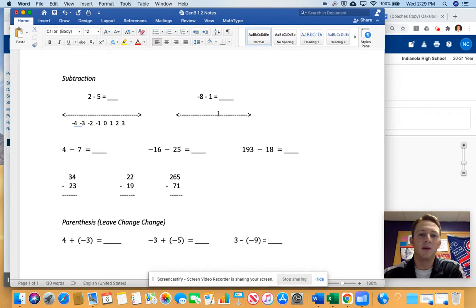-8 minus 1, here's 0. Here's -8. We're moving left 1, so we're actually at -9, not -7. Sometimes that's tricky.